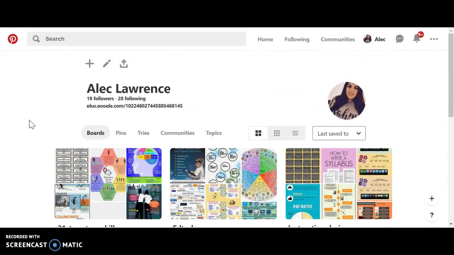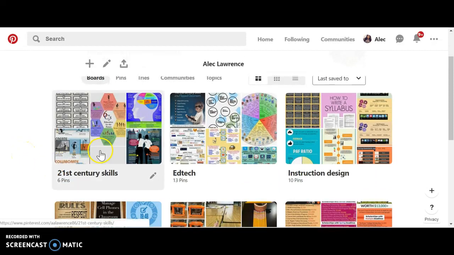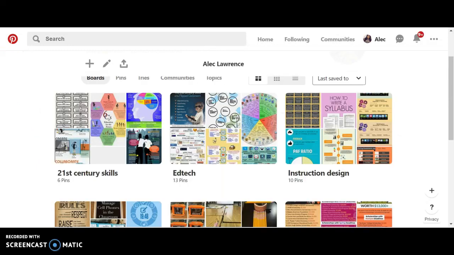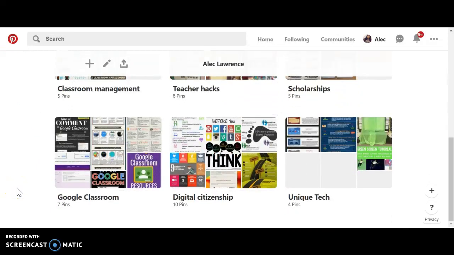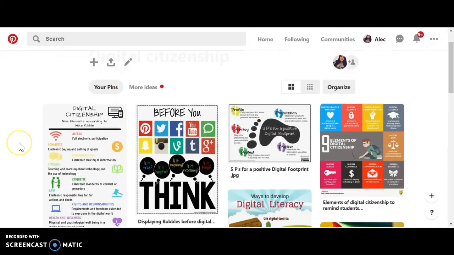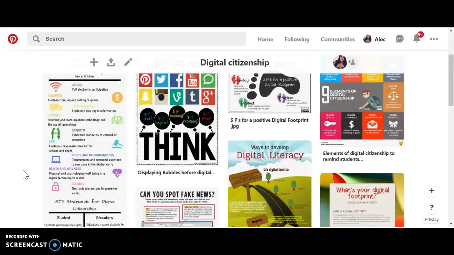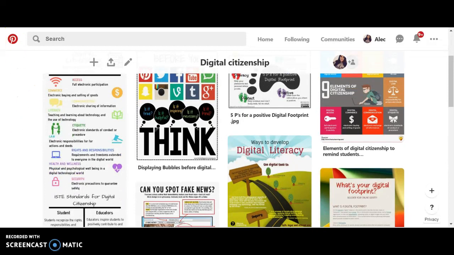For the first part of this assignment, we were asked to share some of our work. We created a screencast earlier in the semester, so I've shared the screencast in 21st century skills. This presentation basically explains why teachers should be using more technology in the classroom to help promote those 21st century skills. In addition, I've created some infographics in the past. This one here is over digital citizenship. I give a definition of the 9 elements here, and I added some visuals to that.